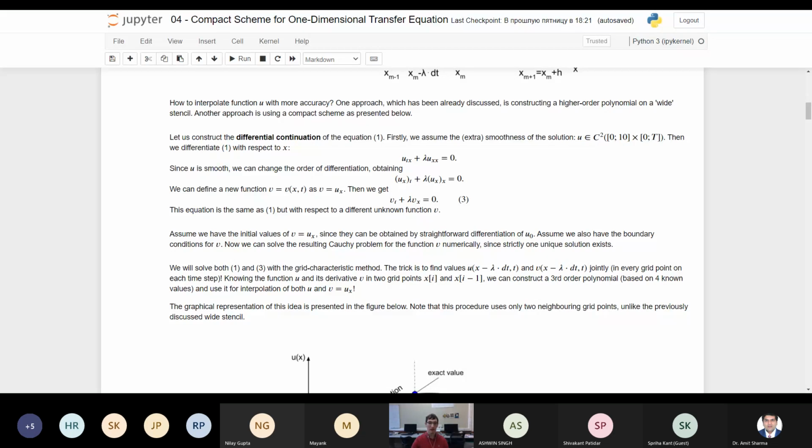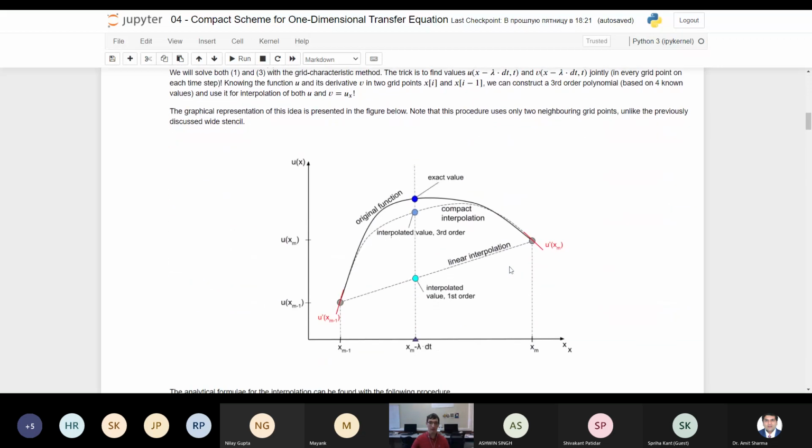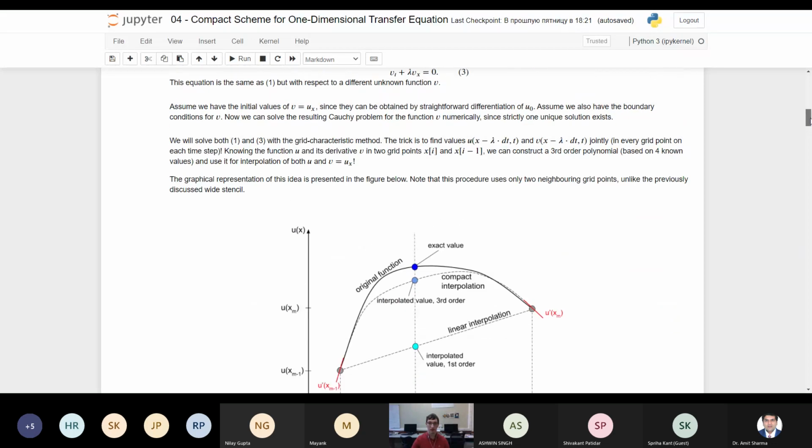We will be using grid characteristic method, so we will have to find values of u and v at the point x minus lambda dt, and the trick is to do this procedure simultaneously, raising the order of approximation. The idea of this joint interpolation is as follows.